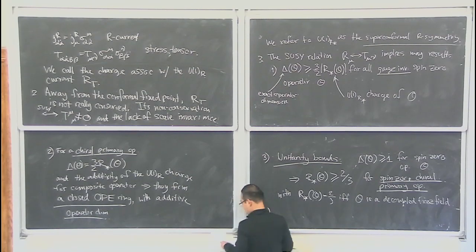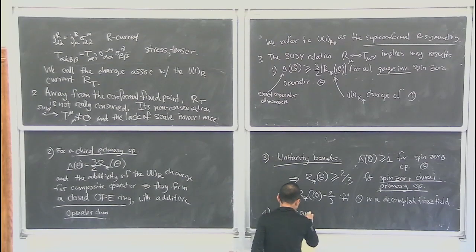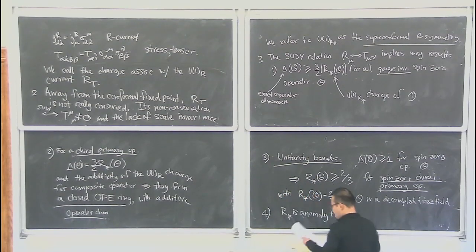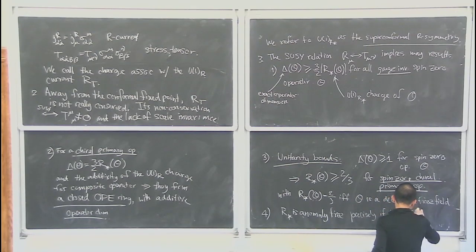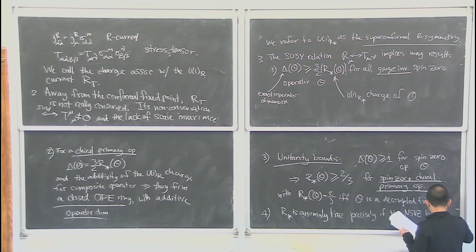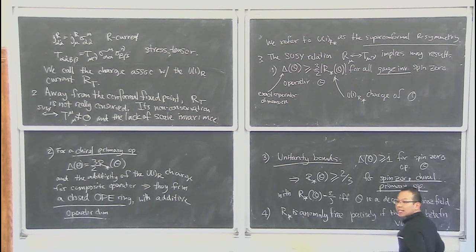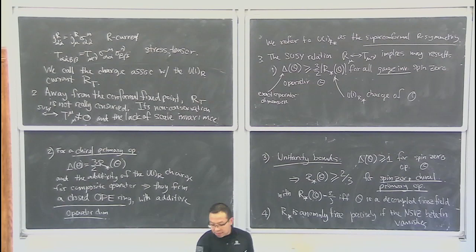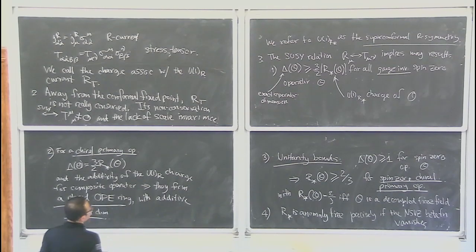And point number 4, R star is anomaly free precisely if the NSVZ beta function vanishes. This we have seen as appropriate for the CFT. So indeed the beta function should vanish at this point. This is the important point. You have seen this, so this is just to remind you, but these are highly important. If you don't learn much from this, please learn these points. They apply to any superconformal theory.